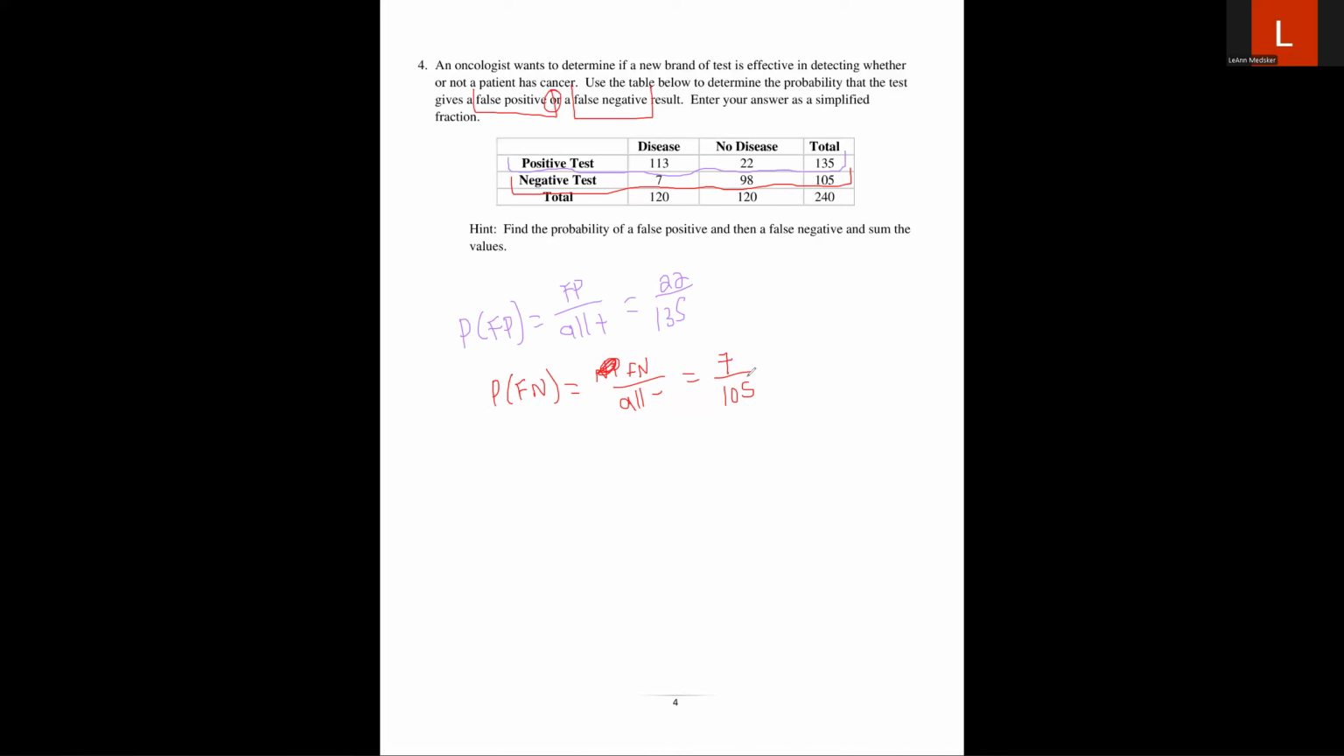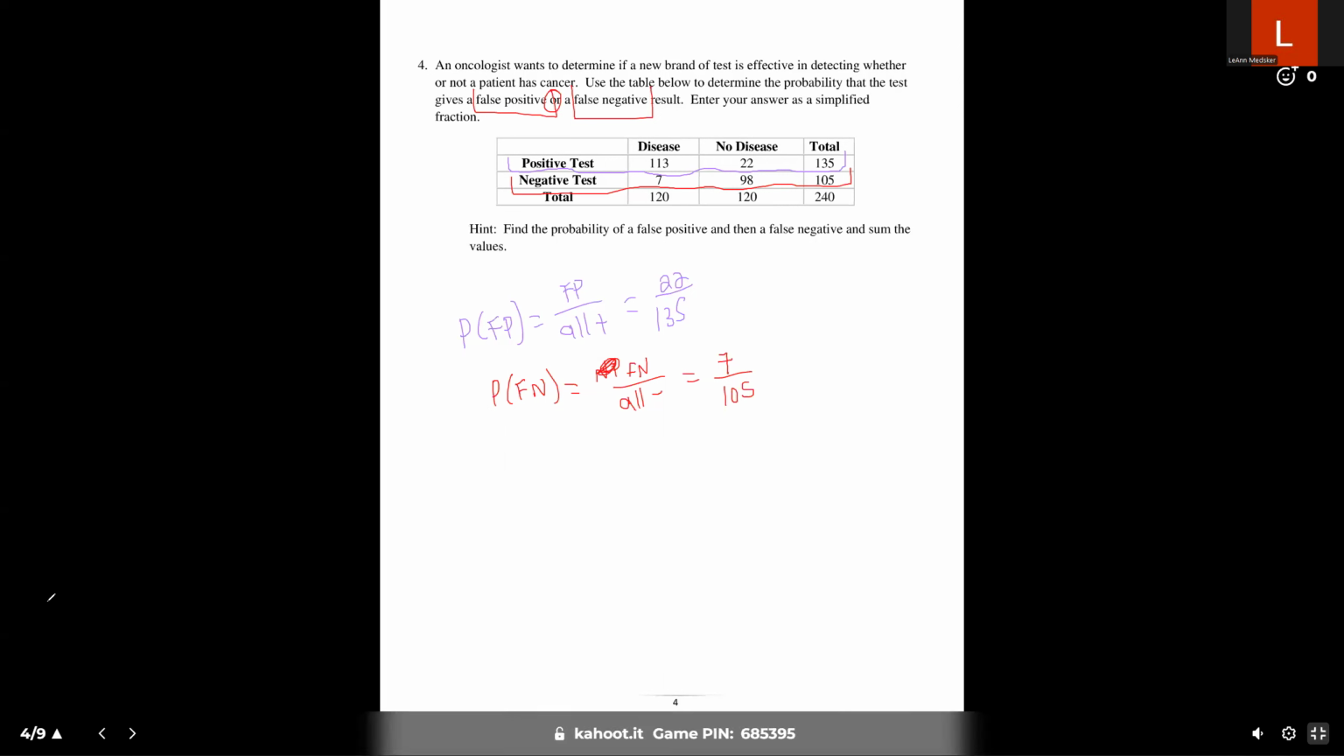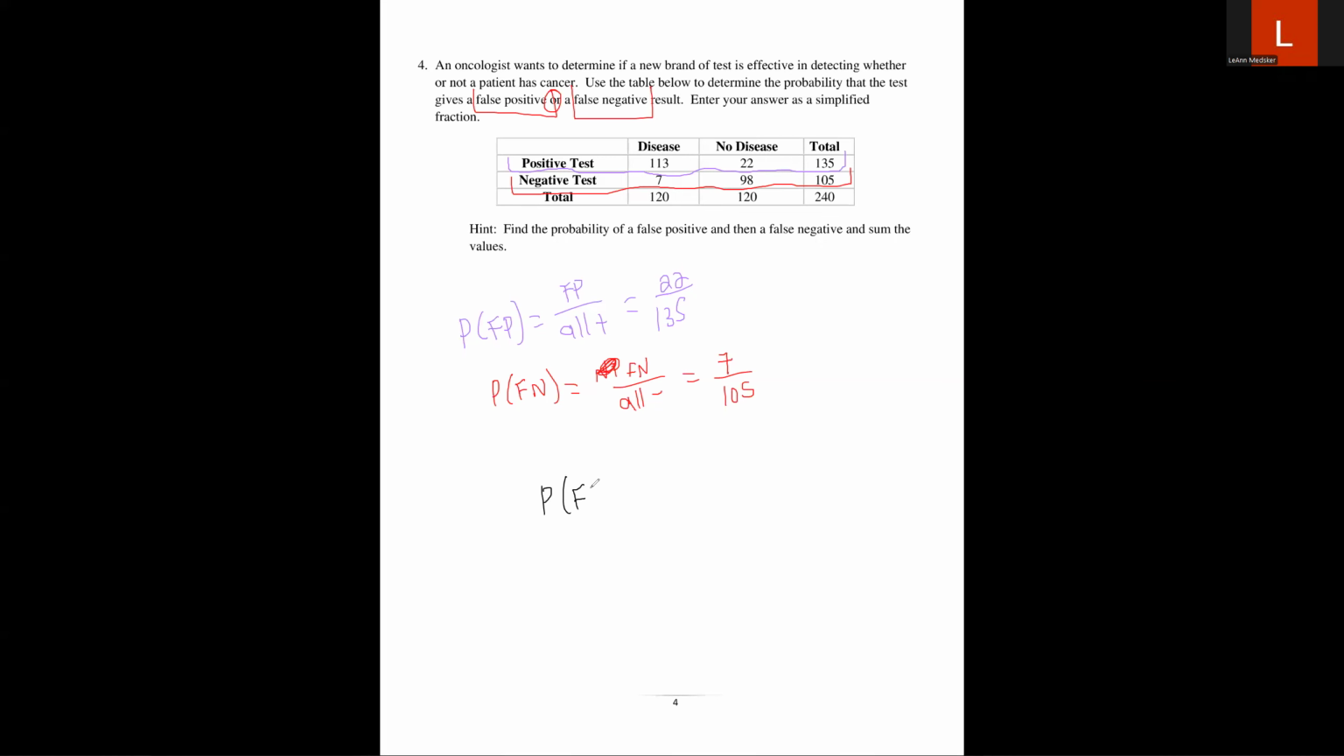Now, the only problem with this one is this: when you go to do the OR, you've got two fractions that don't have a common denominator. So you will definitely want to use your calculator for this, because this is 22 over 135 plus 7 over 105. And they do want it as a simplified fraction.